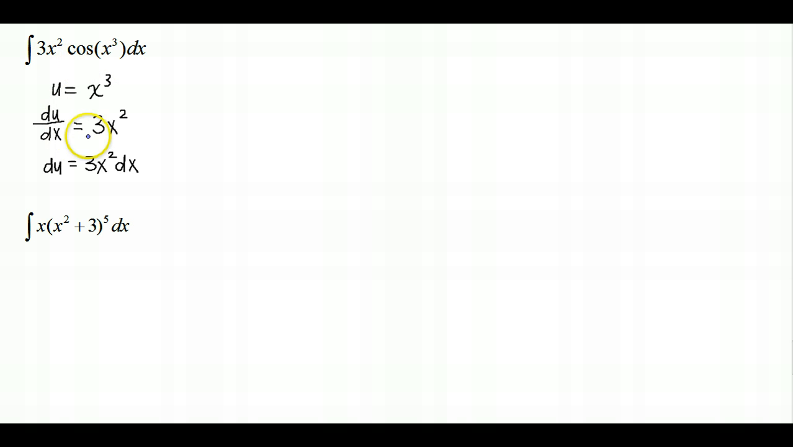So I'm interested in making the replacement of x cubed with the variable u, and then 3x squared dx I want to replace with this du here. So let's move some things around in this integral. We're going to have the integral of cosine x cubed, so writing the cosine x cubed function first, and then writing 3x squared dx next, just to see our substitution of variables a little bit clearer in the next step.